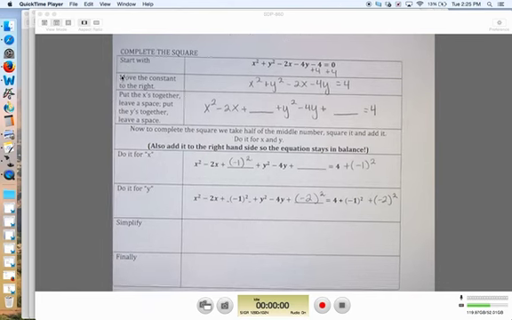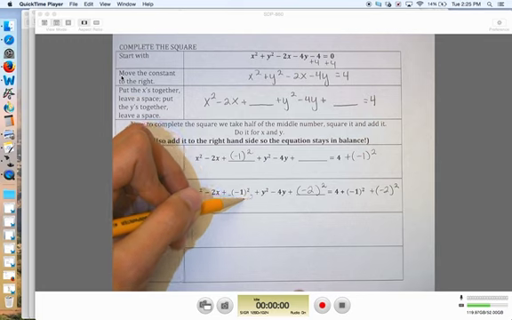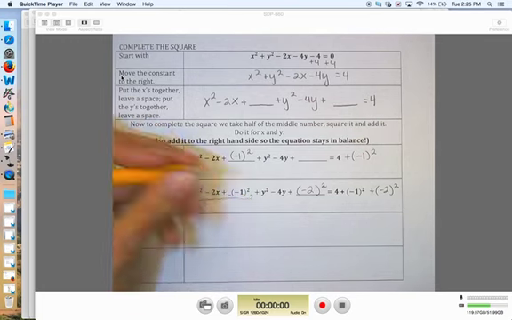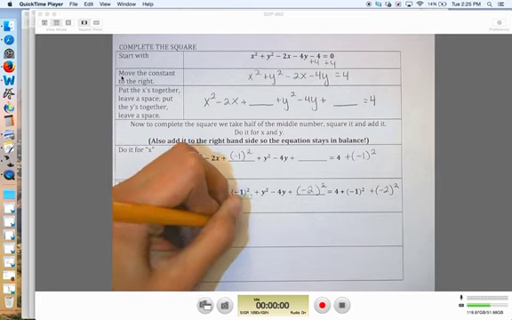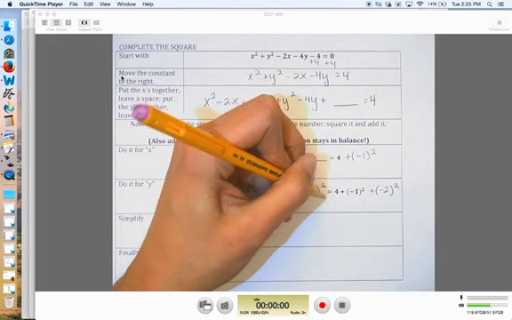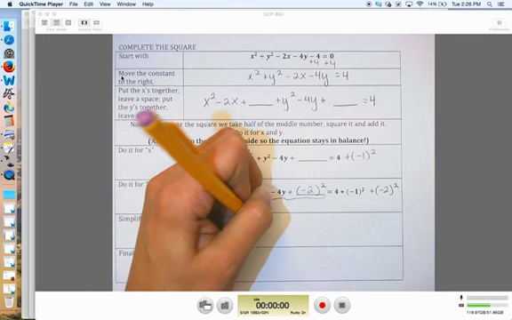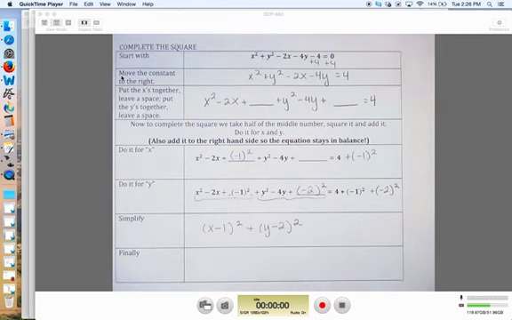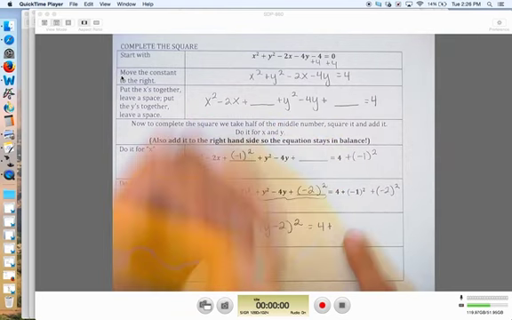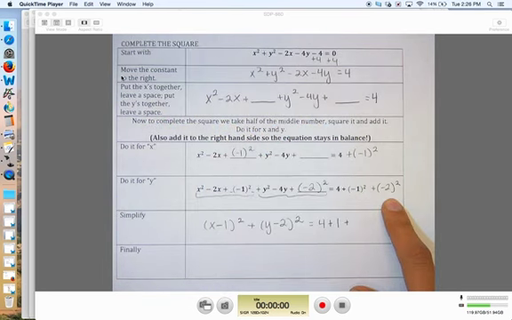Now the next step is to simplify what we have. So if you recall, when we were completing the square, we can rewrite this as (x minus 1) squared. Similarly, we can rewrite this piece as plus (y minus 2) squared. And that equals 4 plus (-1) squared, which is 1, plus (-2) squared, which is 4.